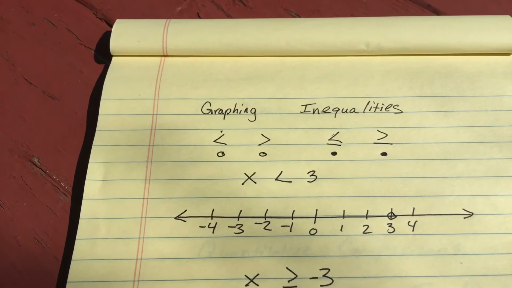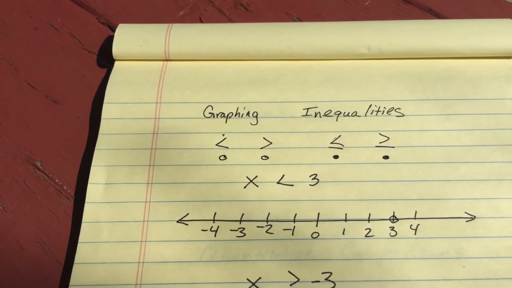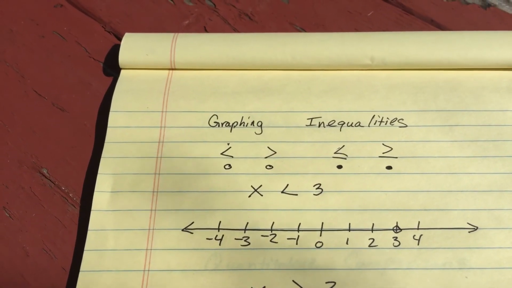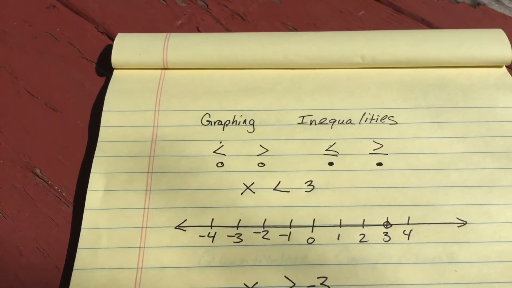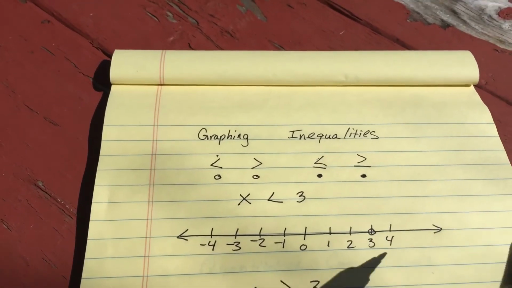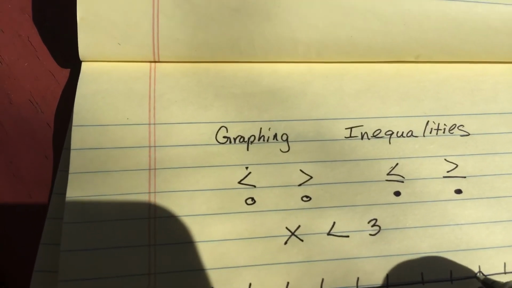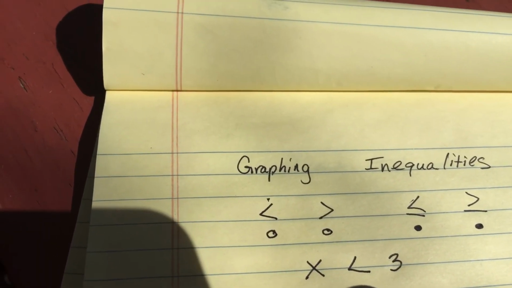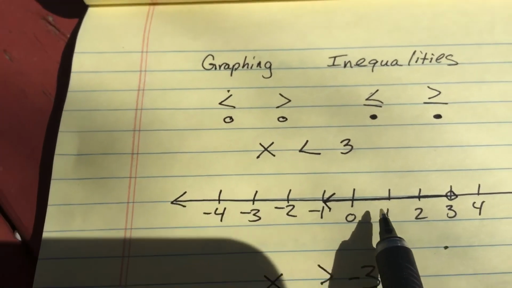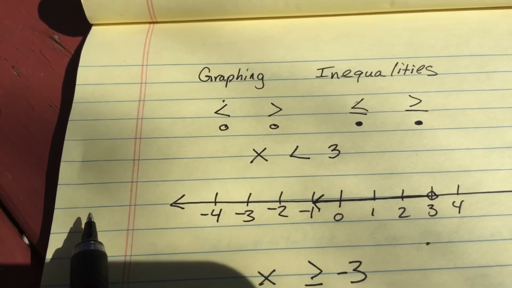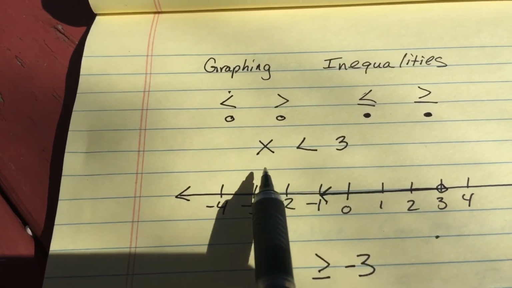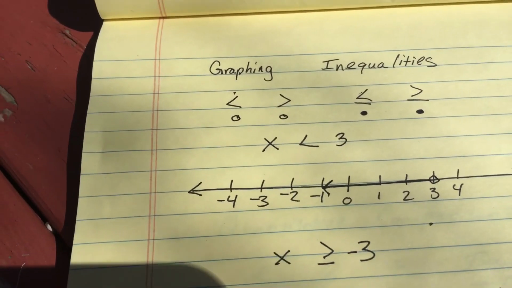Let's try 4. Is 4 less than 3? Hopefully you realize that can never be true. 4 can never be less than 3. So that means all of the numbers to the left are less than 3. So what we do is put an arrow on the number line to show that all of the solutions, all of them, even into infinity on this number line, are less than 3. So here, the graphing solution is x less than 3.